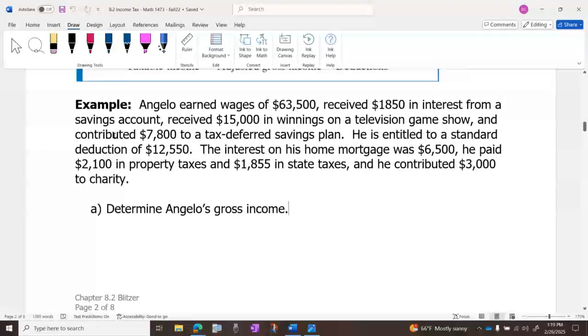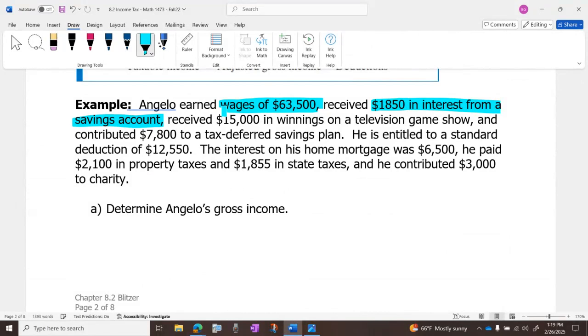So let me highlight the information we have. He has wages of $63,500. He has $1,850 in interest from a savings account. Even interest, you need to count it as gross income. Even your tip, cash from someone who tips you, everything. Basically all the money that has come to you over the year, together, is the gross income. So interest also has to be included. And then $15,000, if you win a jackpot, you have to pay tax on that as well. That winnings also needs to be counted.